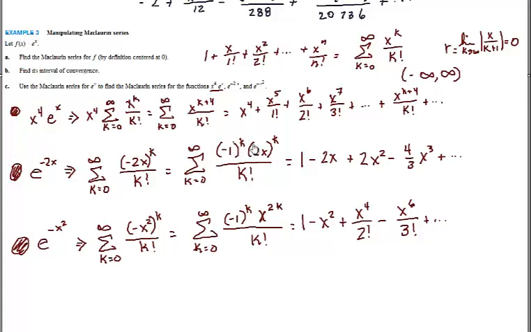Since the interval of convergence for e to the x is negative infinity to positive infinity, it doesn't change the interval of convergence at all. So the interval of convergence for each of these is negative infinity to positive infinity.